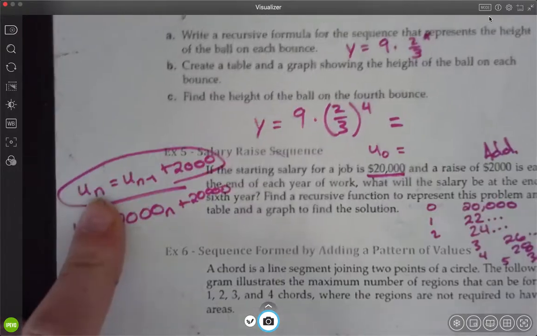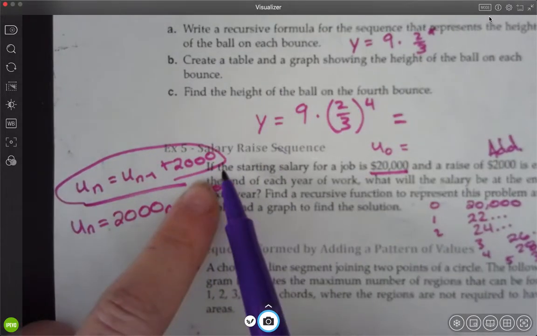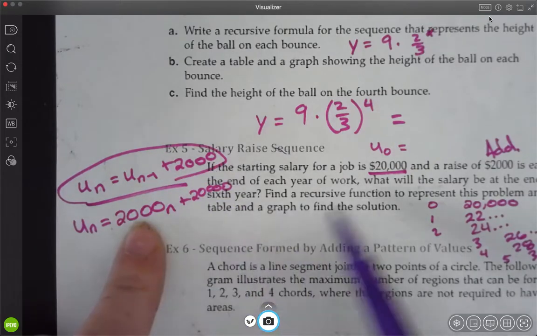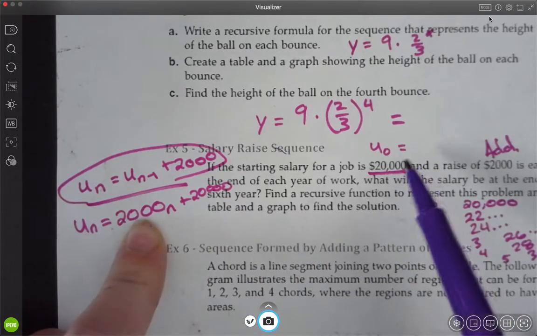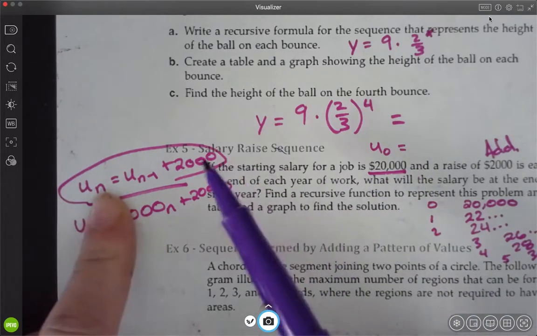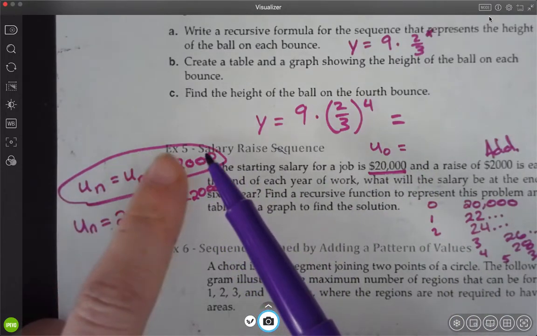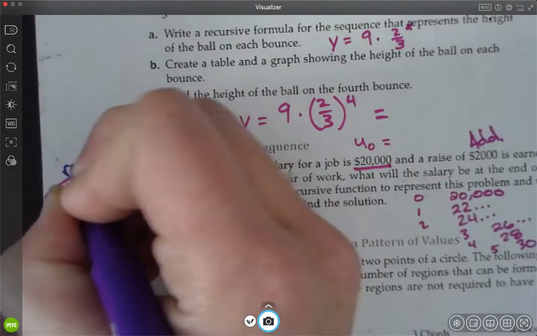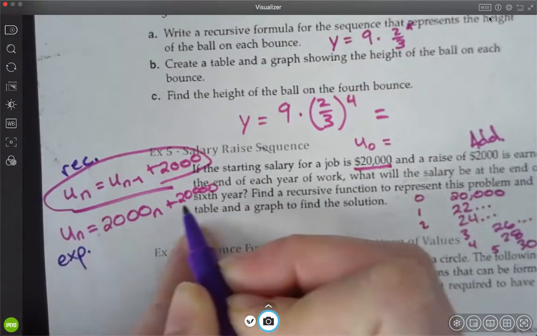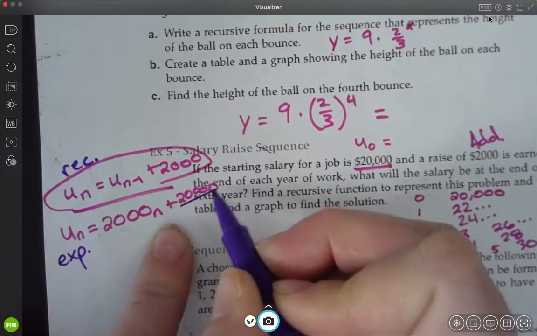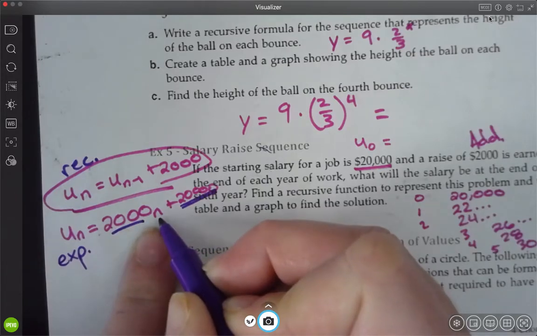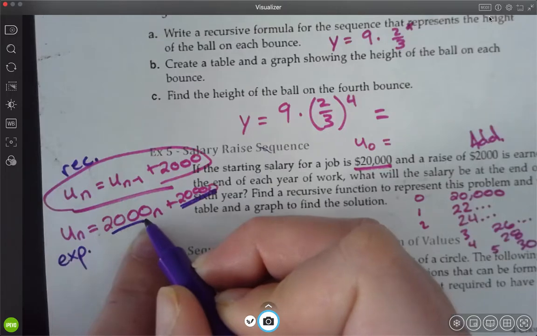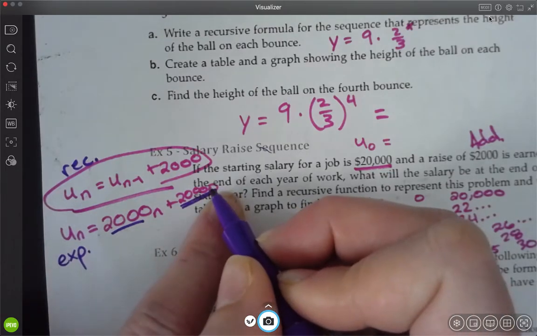What this would look like as a recursive sequence is we're just adding 2,000: u sub n minus 1 plus 2,000. We're not taking into consideration that we're starting with a $20,000 salary. This is just the recursive formula. If I want to embed that $20,000 in, this is the explicit formula. This one embeds the 20,000 in there. So this is the b part, and this is the mx. So u sub n is 2,000, what I'm increasing every time, times n, plus the 20,000.